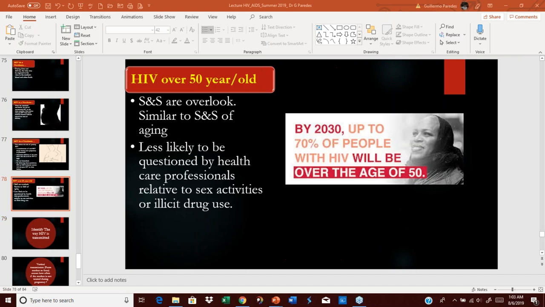Okay, and here, HIV over 50 years old. The signs are overlooked in these patients because they resemble the signs and symptoms of the aging process. In addition, the physician is less likely to ask about sexual activities of a patient who is over 50 years old, or whether they use different types of drugs.